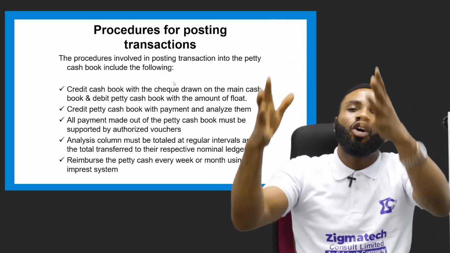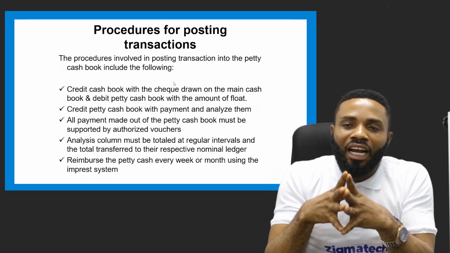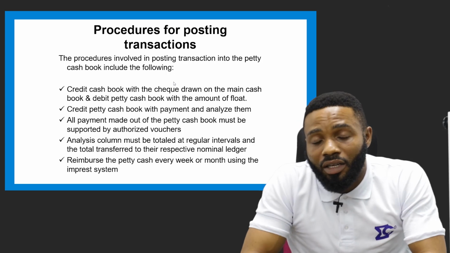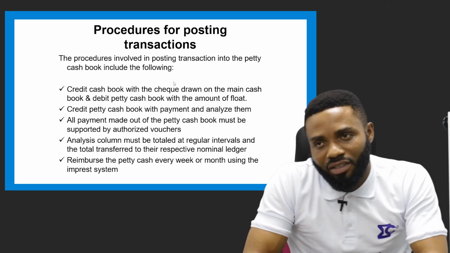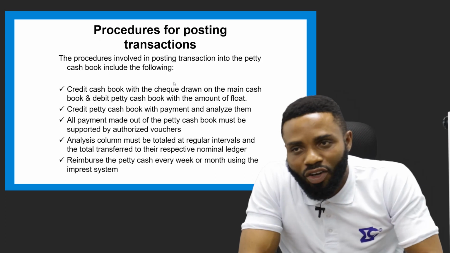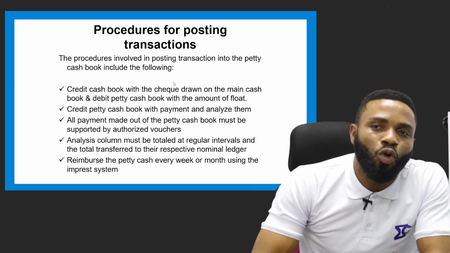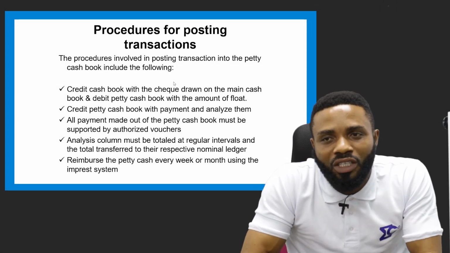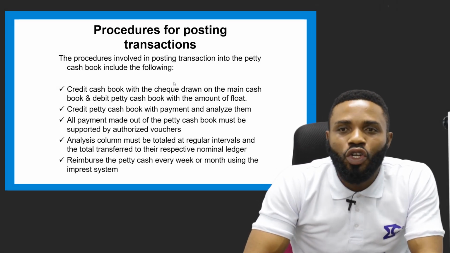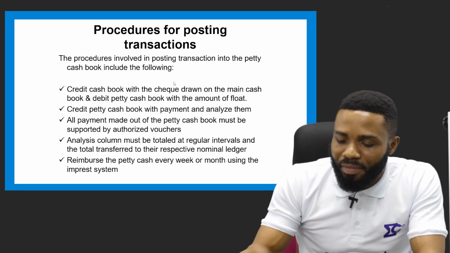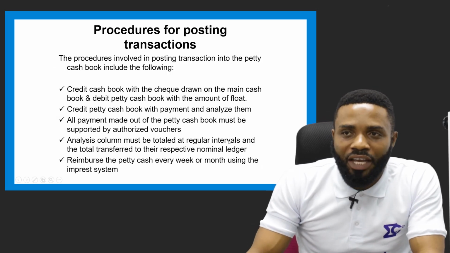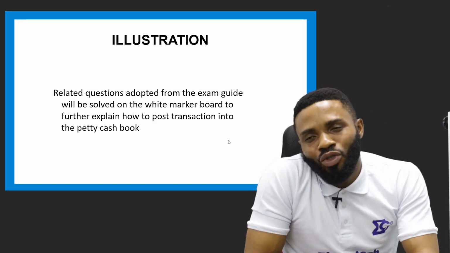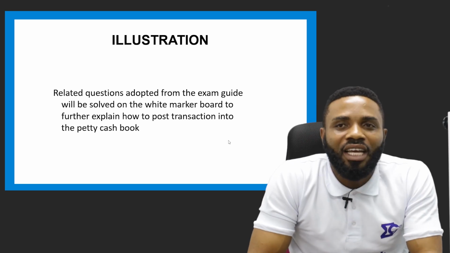By the time you add all of them together, the total will be transferred to what? Transportation expenses. And that's what we call the nominal ledger. Nominal account is simply an account opened for expenses. And then the last but not the least is that you reimburse the petty cash every week or month using the Imprest system. I have said that you have to give it back to the petty cashier. You just have to return the money that he has spent.